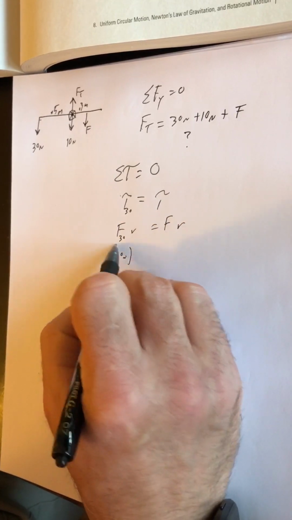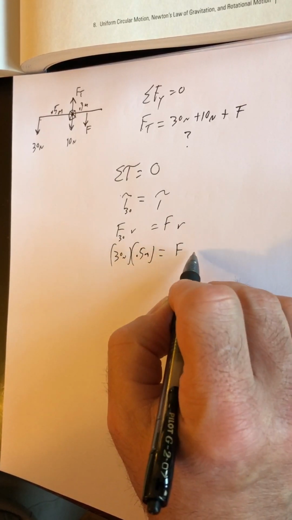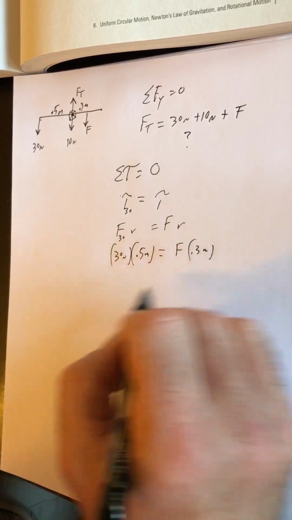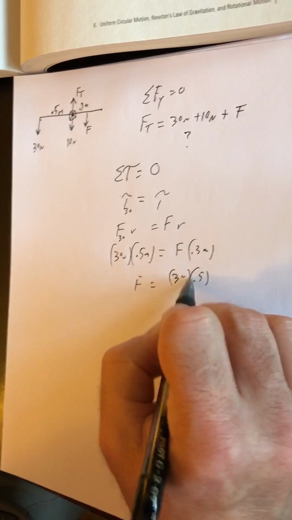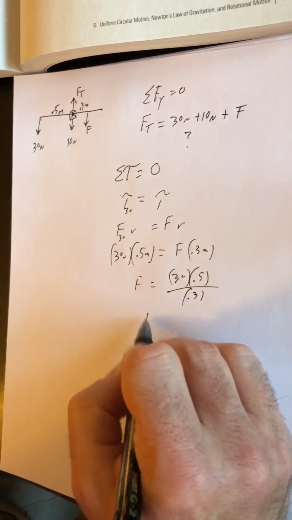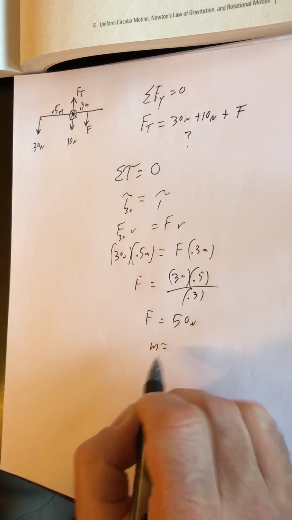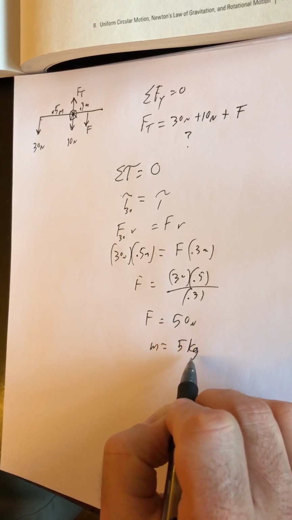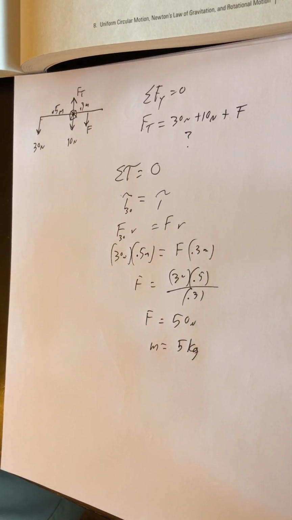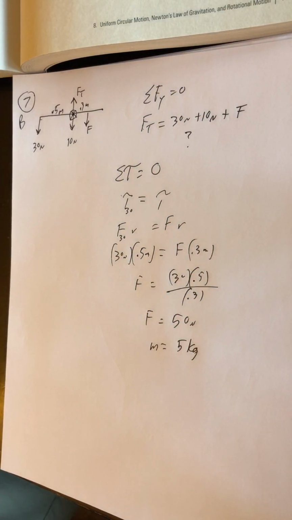So 30 newtons times 0.5 meters has to be equal to F times 0.3 meters. So this force has to be 30 times 0.5 divided by 0.3. So this force comes out to be 50 newtons. So if I take 10 for gravity, the mass must be 5 kilograms. So this is number 7, and that answer was B.